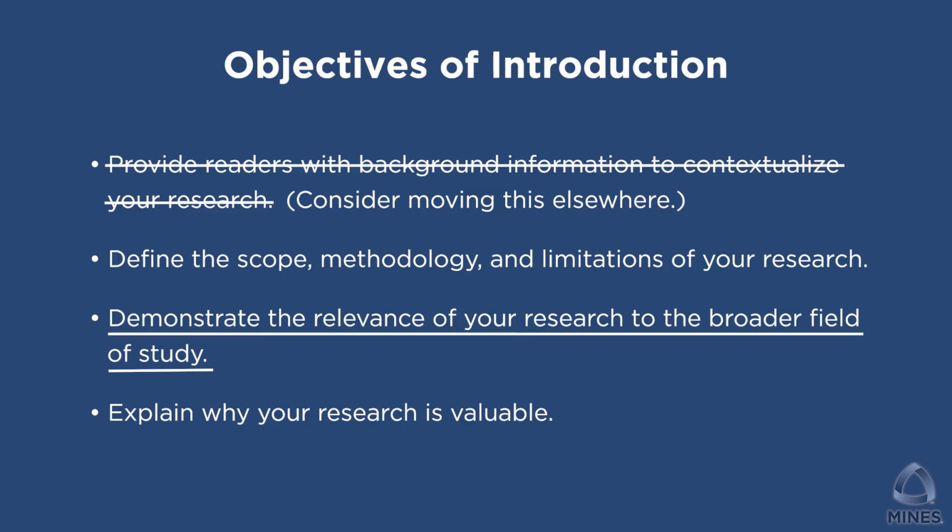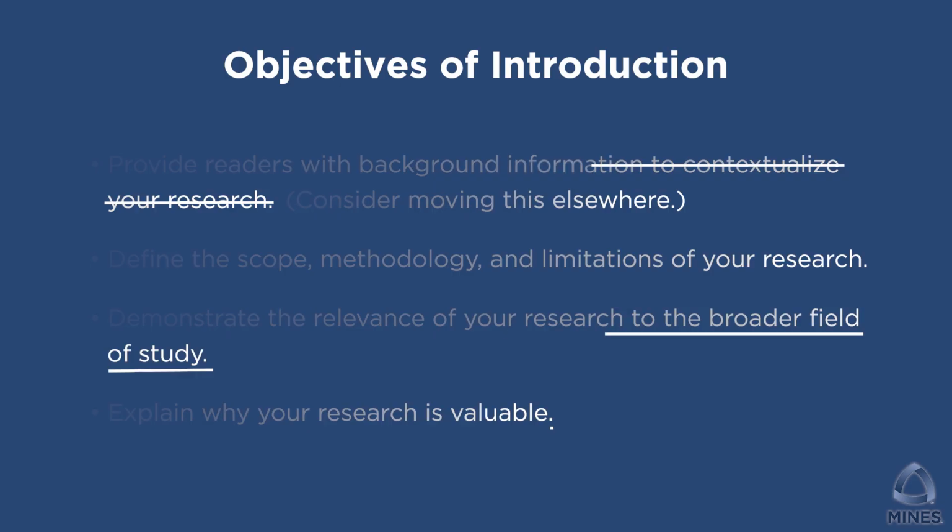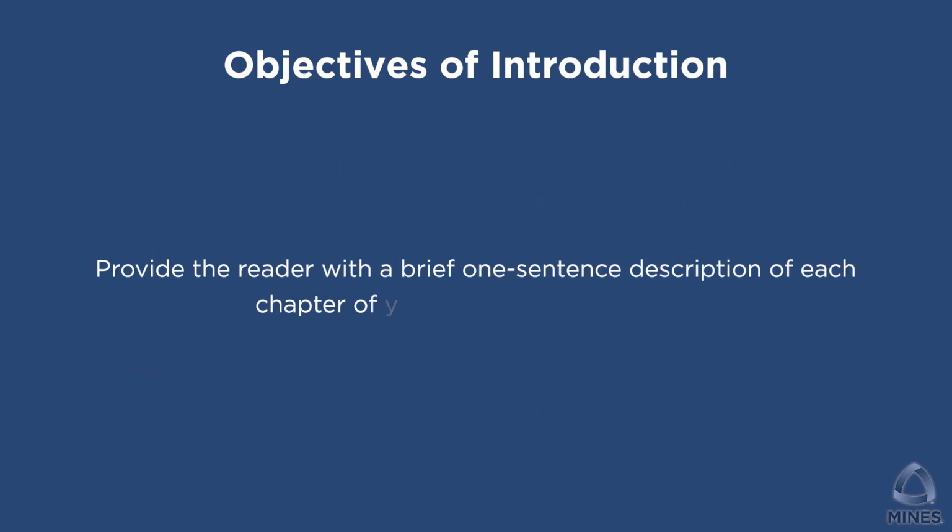For example, if you're researching fuel cells to operate in the lunar environment, you should explain that the motivation for this research is to produce hydrogen fuel on the moon that can power further space exploration. This should demonstrate relevance to the existing body of work, as well as what possibilities this research could unlock in the future. Finally, provide the reader with a brief, one-sentence description of each chapter of your thesis or dissertation.